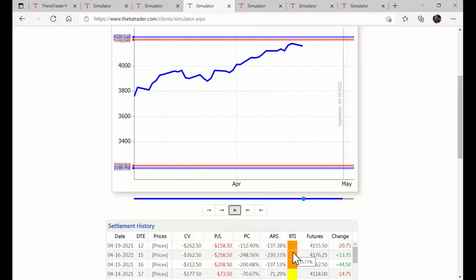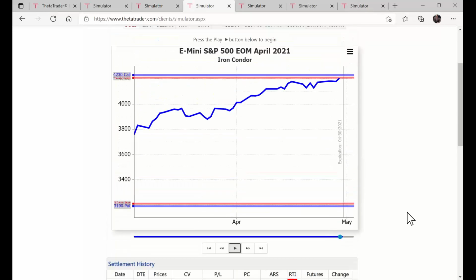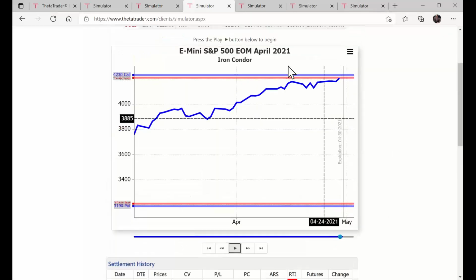Yellow, orange, elevated risk, trades turning negative. And then it turns red. Too much risk. On this, with 2 days left, this trade basically gave you really no chance to get out. It just kept going higher and higher, relentlessly moving and putting pressure on that trade. And you end up taking a small loss on that condor.